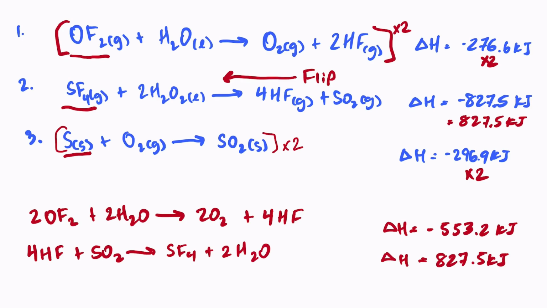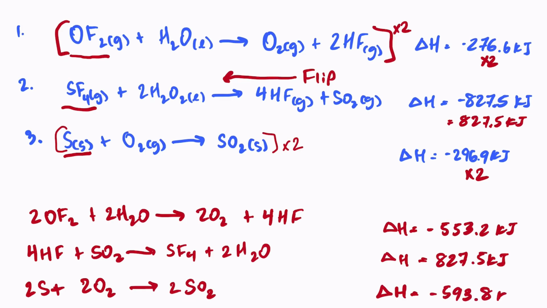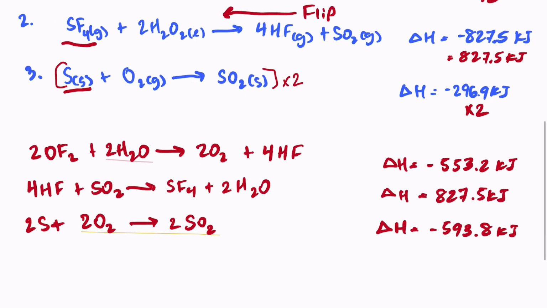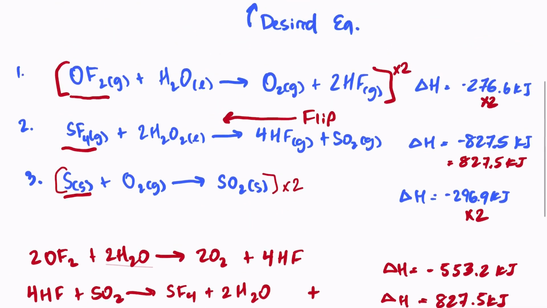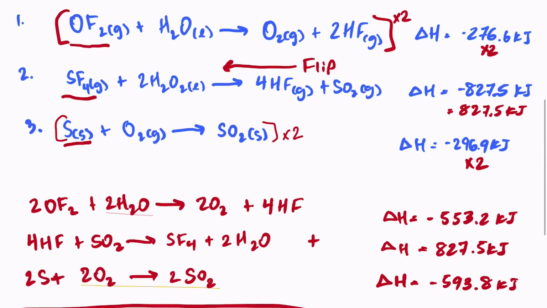The last equation I'm multiplying by 2. So I have 2S plus 2O2 yields 2SO2, and my enthalpy change is equal to negative 593.8 kilojoules. Let's make sure that our equation is what it needs to be. We're going to add all of these equations together to make one larger equation, and we're hoping that it matches up with our desired equation at the top.